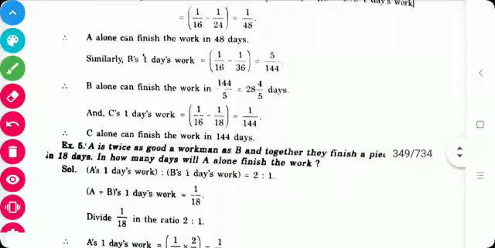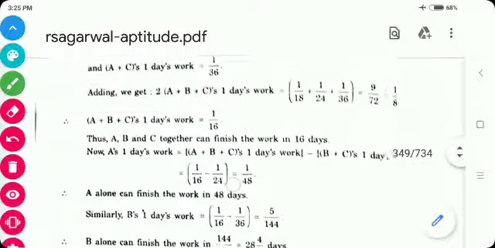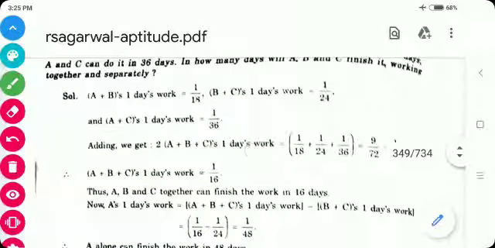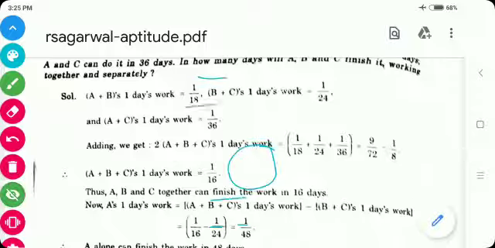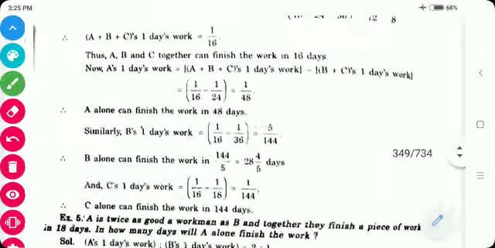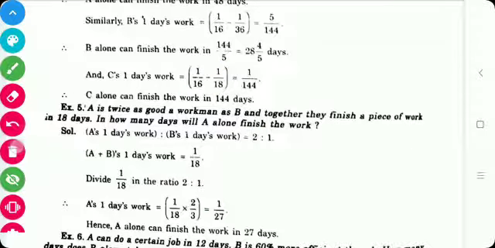Similarly for C, C's 1 day work is (A plus B plus C) minus (A plus B). So A plus B plus C is 1 upon 16, minus A plus B, which is 1 upon 18. So C's 1 day work is equal to 1 upon 16 minus 1 upon 18, which is 1 upon 144. So C alone can finish the work in 144 days.